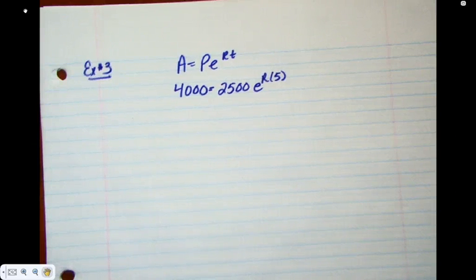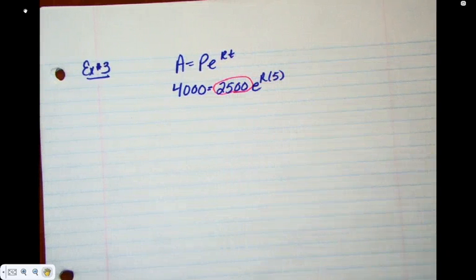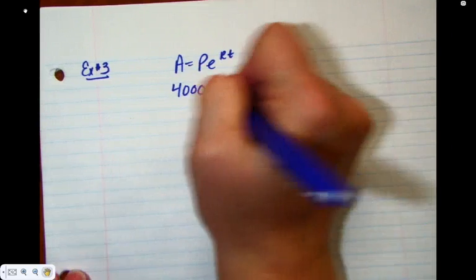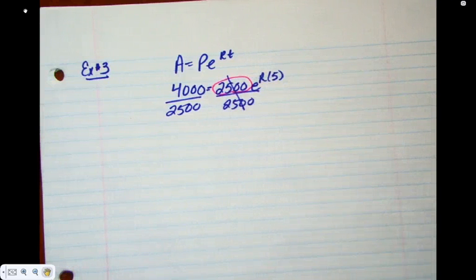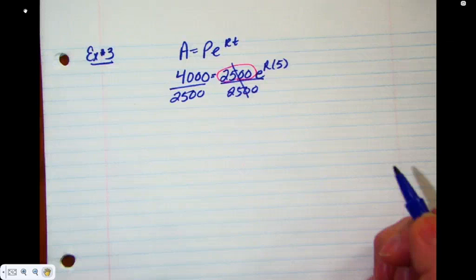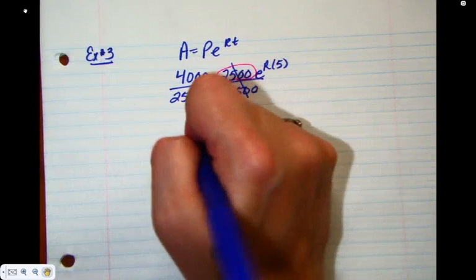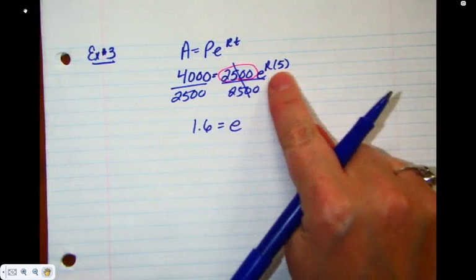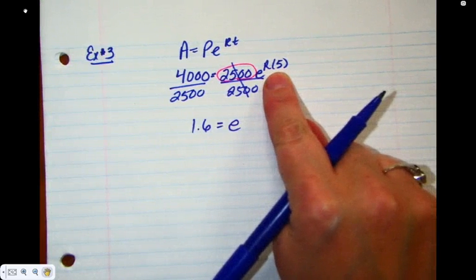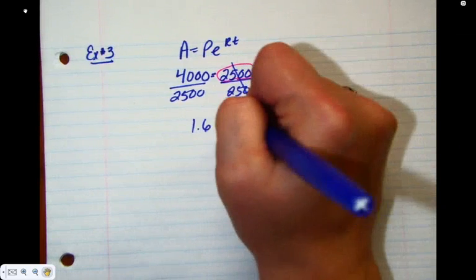Okay, a little bit of simplifying just like before. I want to get rid of this 2,500 to make it easier. What's the opposite of multiplying something by 2,500? Dividing by 2,500. I heard 1.6. Was that 1.6? And then I'm going to write this a little nicer, because we'd never write r times 5. How would we write that? 5r.